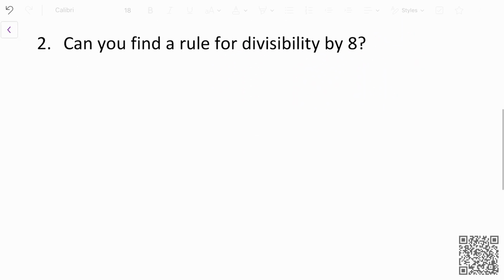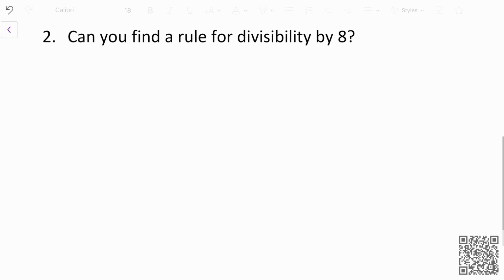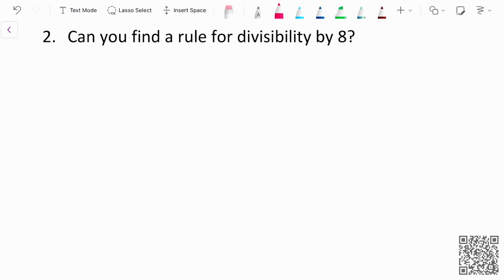Question number 2. Can you find a rule for divisibility by 8? So, as I've explained in previous videos as well, the rule of divisibility by 2, if you guys don't know, is if the last digit, like let's say 128, is divisible by 2, then the entire number is divisible by 2. Same thing with 4, except it's the last 2 digits. I have written 4 in light blue and 2 in pink.